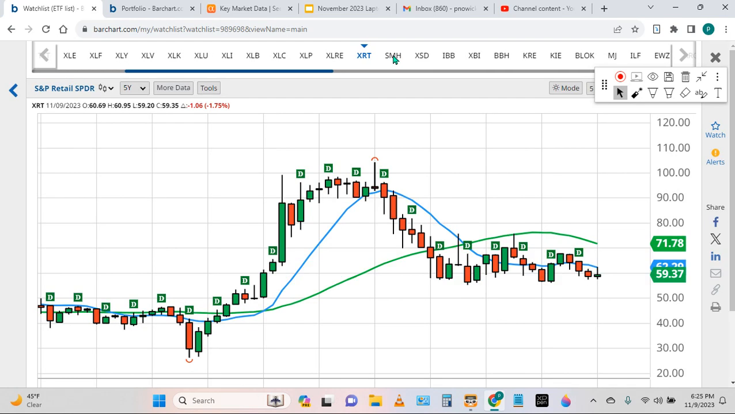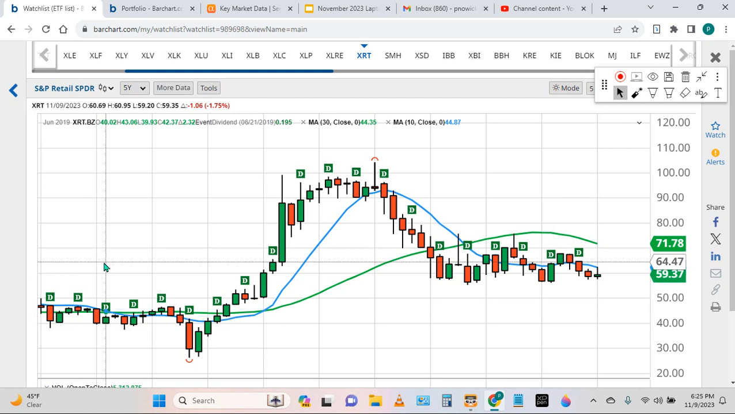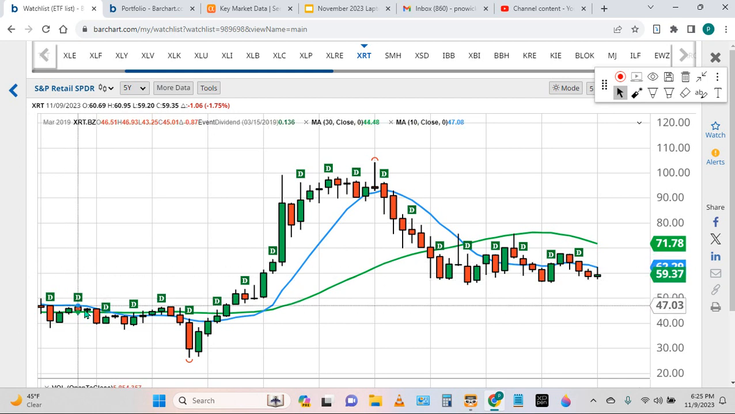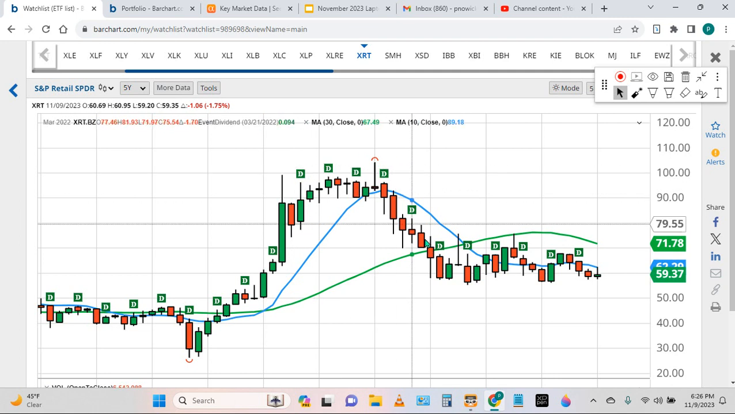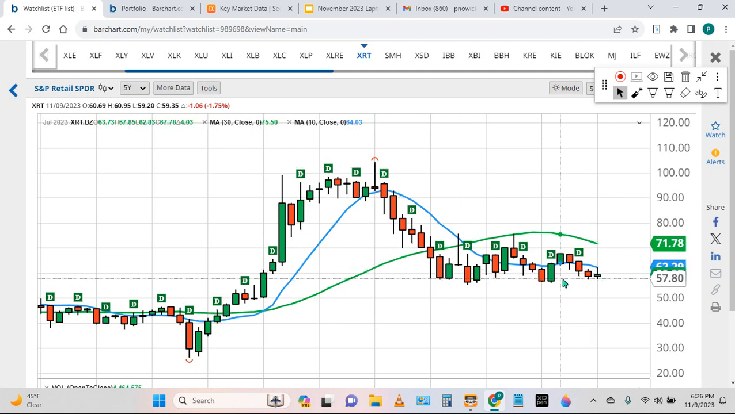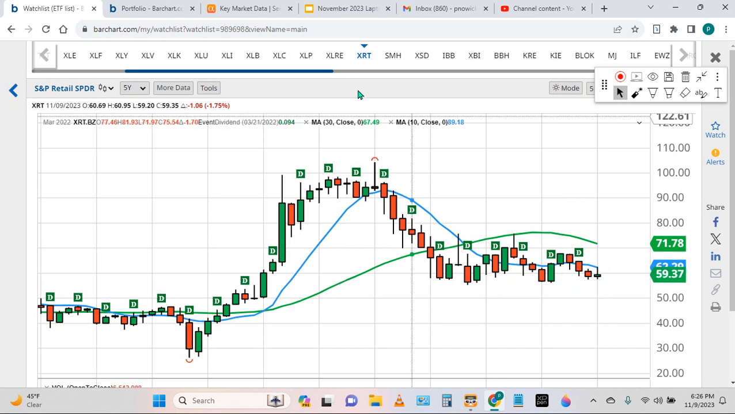Retail, you can clearly see the stages in this one very clearly, right? Stage 1, stage 2, stage 3, stage 4, and back to stage 1 in the sideways range. Kind of trading towards the bottom of the range in retail, so that doesn't really look that good right now for retail.